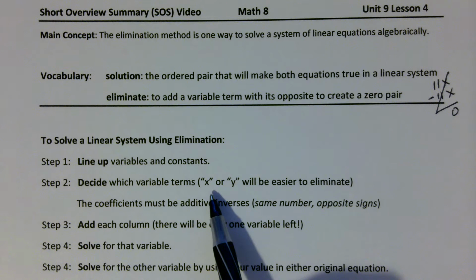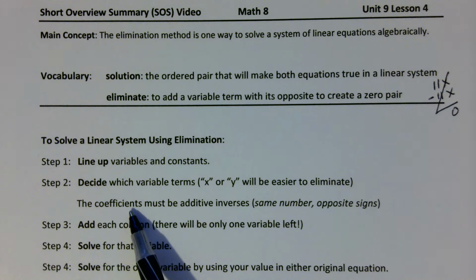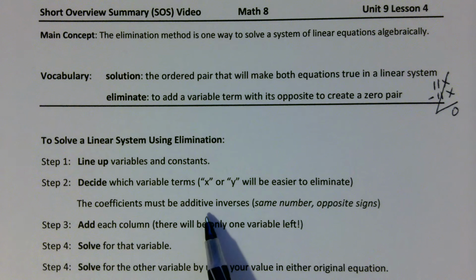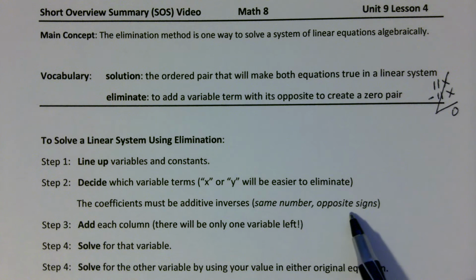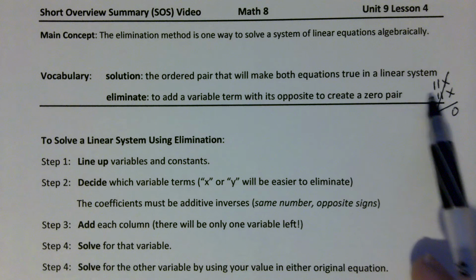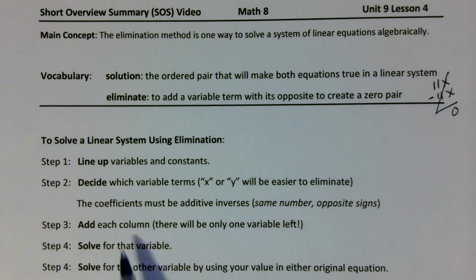Is it going to be easier to eliminate x or the one with y? Remember, the coefficients, the numbers in front of the variable, must be additive inverses. They're going to be the same number, like 11 was here, but they have to be opposite signs. If one of them is positive, the other will be negative. Then we add each column, and then there's only going to be one variable left. We will solve for that variable.